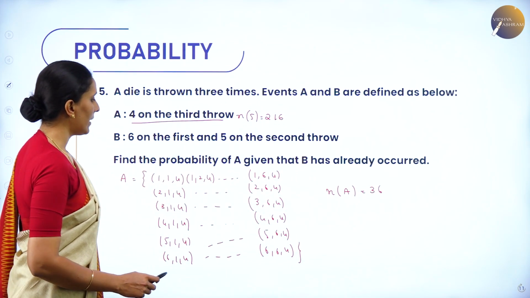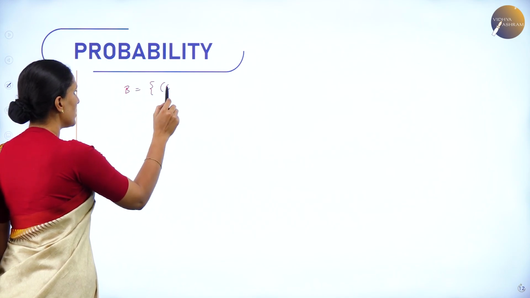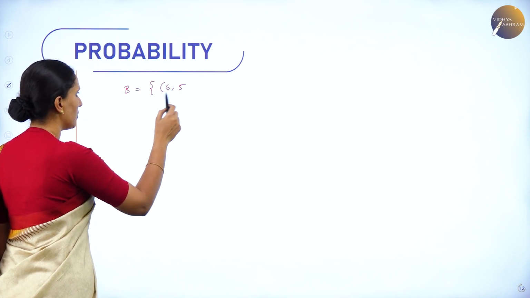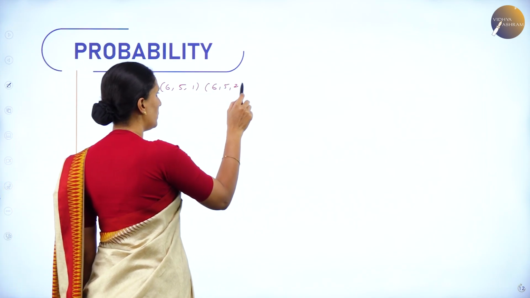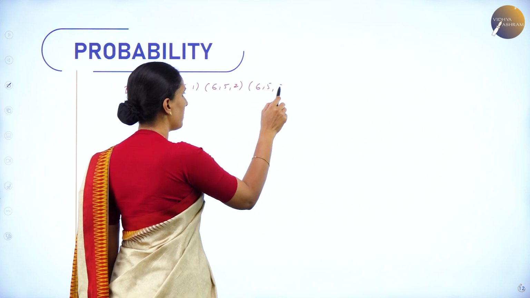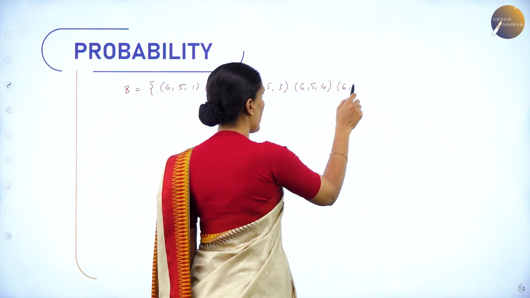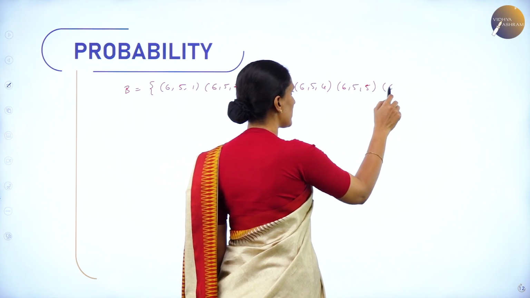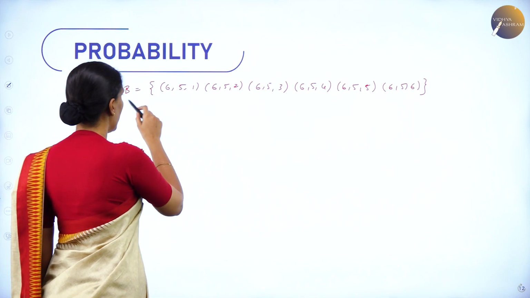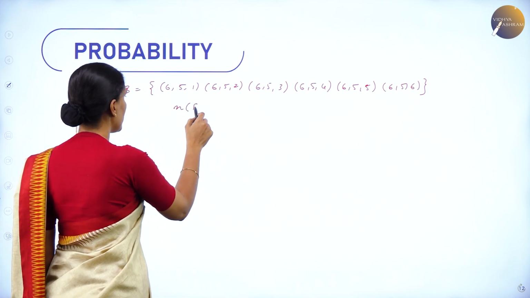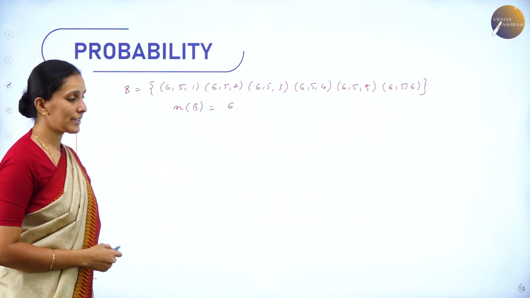Now let's calculate an event B. So B will be 6 on the first throw, 5 on the second throw. So that has to be 6,5,1, 6,5,2, 6,5,3, 6,5,4, 6,5,5 and 6,5,6. So therefore, here we have only 6 elements, that is n of B can be written as 6.